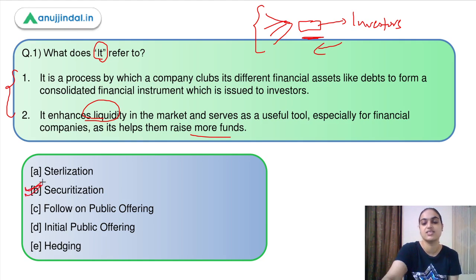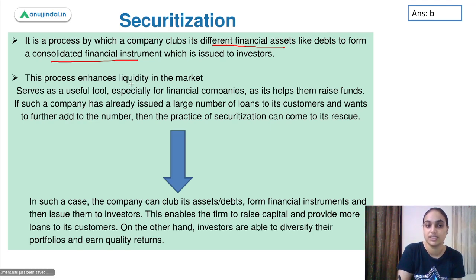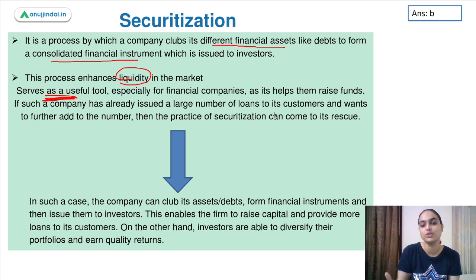So let us discuss properly what this securitization is all about. It is the process by which companies club its different financial assets like debts to create a new consolidated financial instrument. It enhances the liquidity in the market and serves as a useful tool where your existing loans can be used and you can create new securities out of it. Then you can issue those to the investors, and using that very existing asset, you basically raise money which now you can use to lend again. So this entire process is the securitization process.